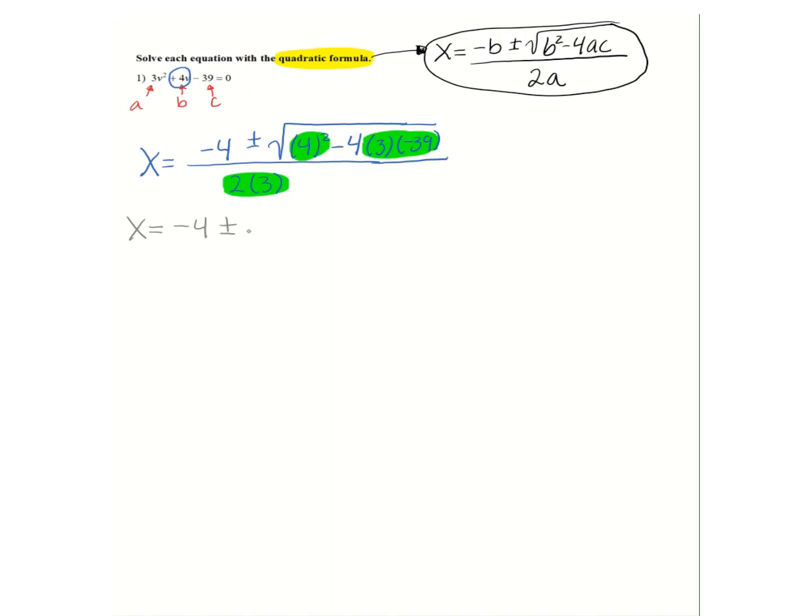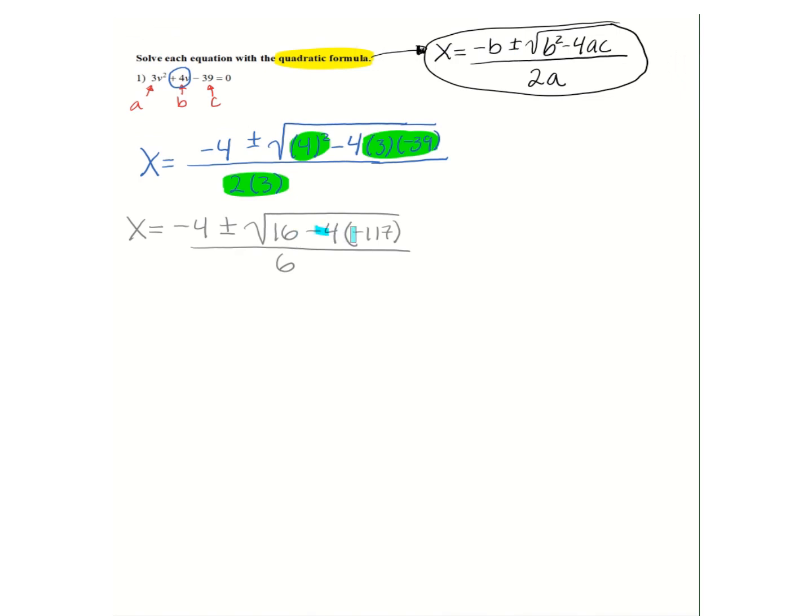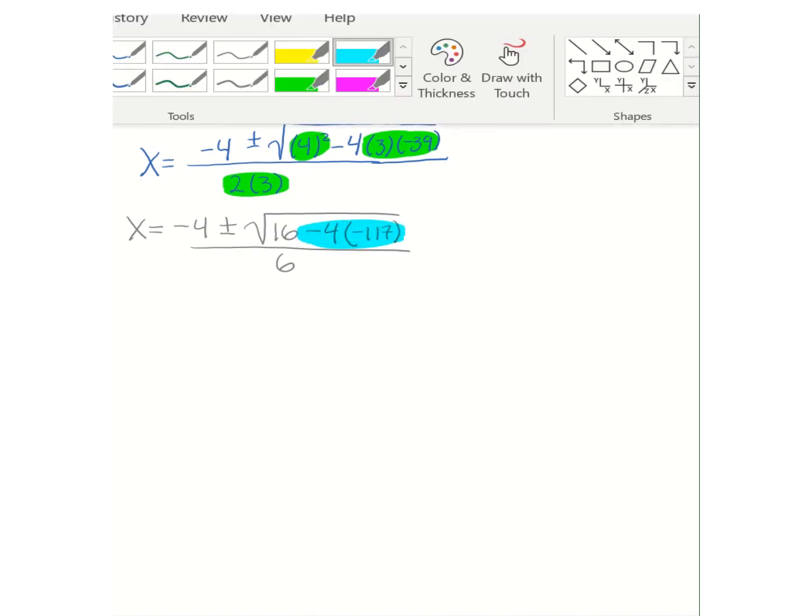So negative 4 stays outside for now. 4 squared is 16 minus 4, the negative 4 is always there. And I multiplied 3 times negative 39, which is negative 117, over 2 times 3, which is 6. So now our goal is to condense this expression here. As you can see, it's getting smaller.